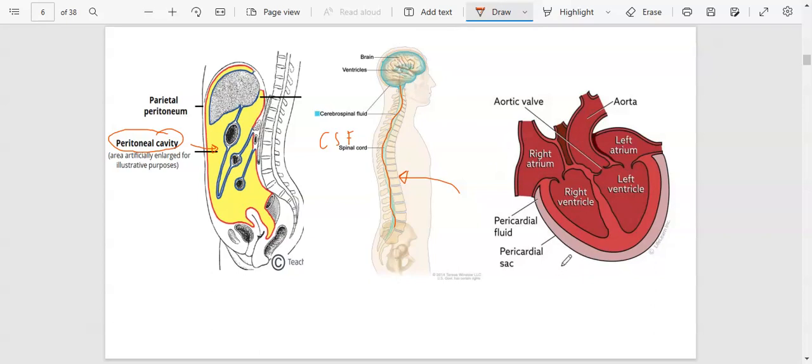The fluid that is going to fill up that space in the central nervous system. We also have the heart. So the spaces within the heart, the fluid that is going to fill up those spaces is what we are referring to as the pericardial fluid. So these are examples of transcellular fluids. They fill special spaces.